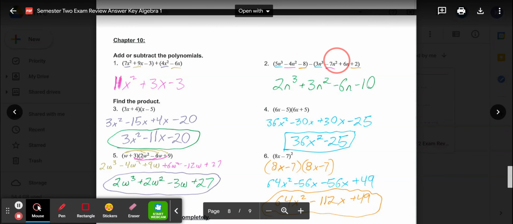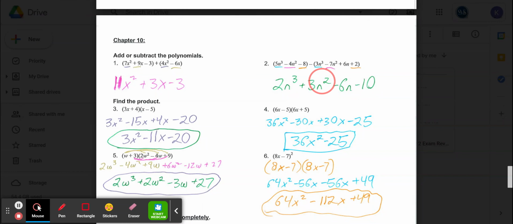In 2, after we combine like terms, we'd end up with 2n to the third plus 3n squared minus 6n minus 10.